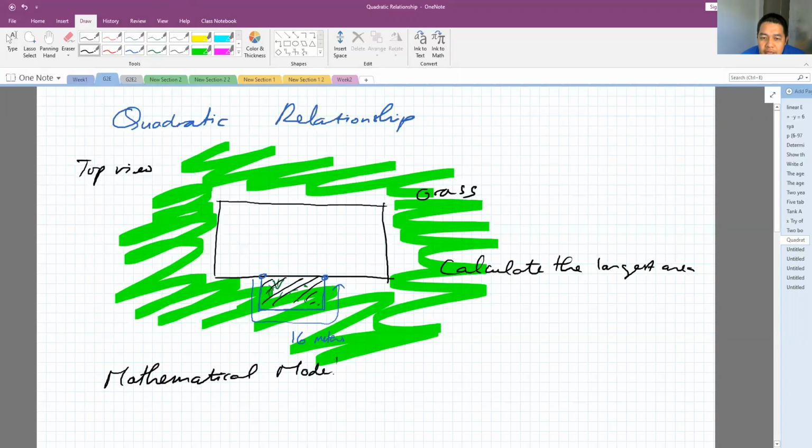And this is a good example of a problem that gives us a mathematical model. So basically we will start with something that we know. For example, you see the area here, it's a rectangle, and we know if we have a rectangle, therefore the area will be the length times the width.